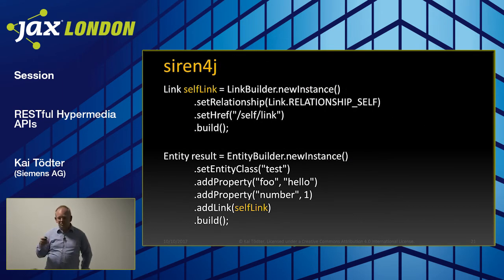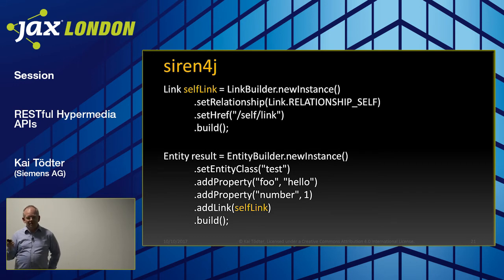So let's start with Siren, low-level Siren. If you're a Java programmer and use the library Siren4j, you would get a builder pattern. So you could create a new link builder instance and then say, well, set relationships, set hrefs, and so on. Build this. And when you want to build a result that you return from your RESTful web service, you could also build the response, for instance, here.